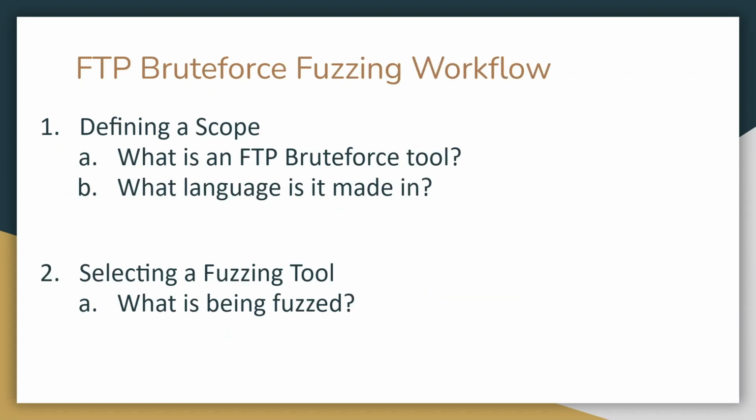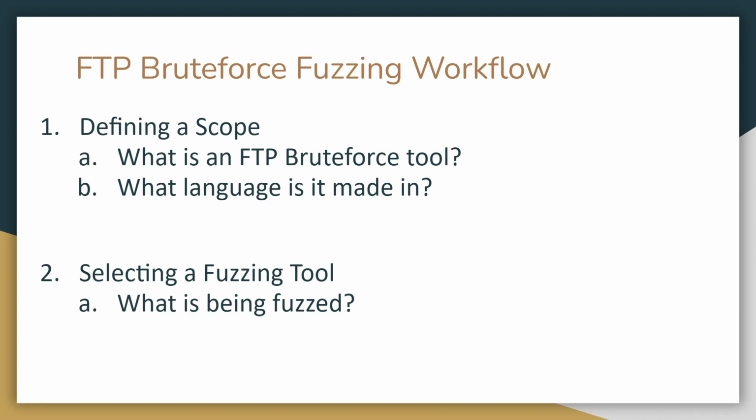Now let's look at using the fuzzing workflow on an example program. This is the FTP brute force tool generated by the Claude large language model. So let's define the scope. An FTP brute force tool works by sending different combinations of usernames and passwords to an FTP server and looking at the server responses to determine if they are correct or not. It is made entirely in C++, which makes it possibly vulnerable to some memory issues due to C not being a memory-safe language.